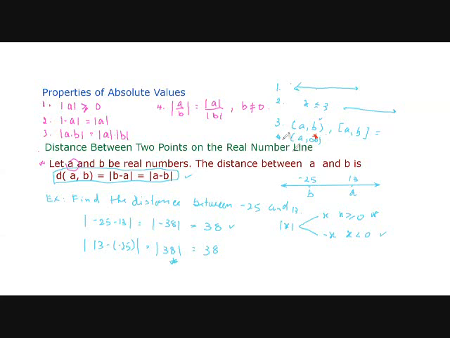And the last topic we are doing right now is the properties and finding the distance of the absolute value. That's the last one. This is the idea we learned today.